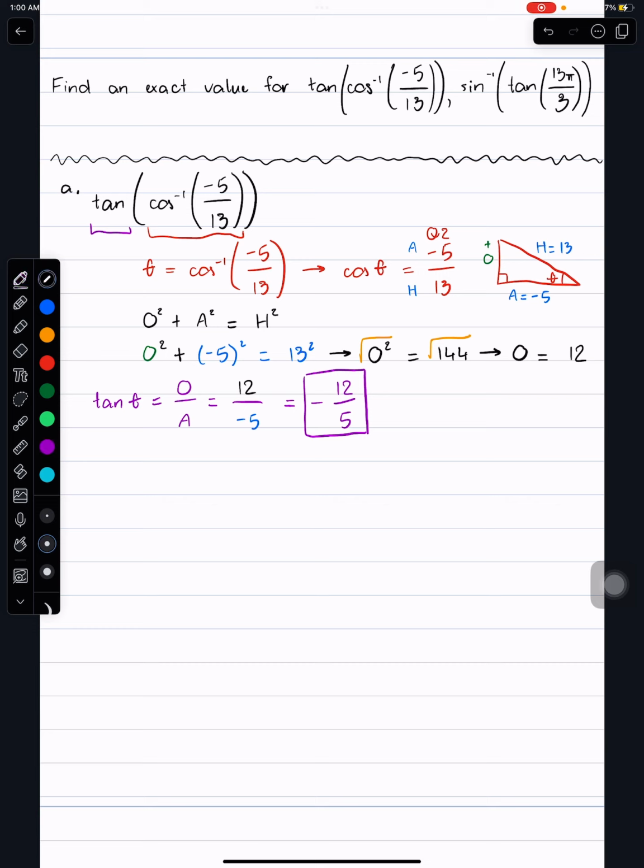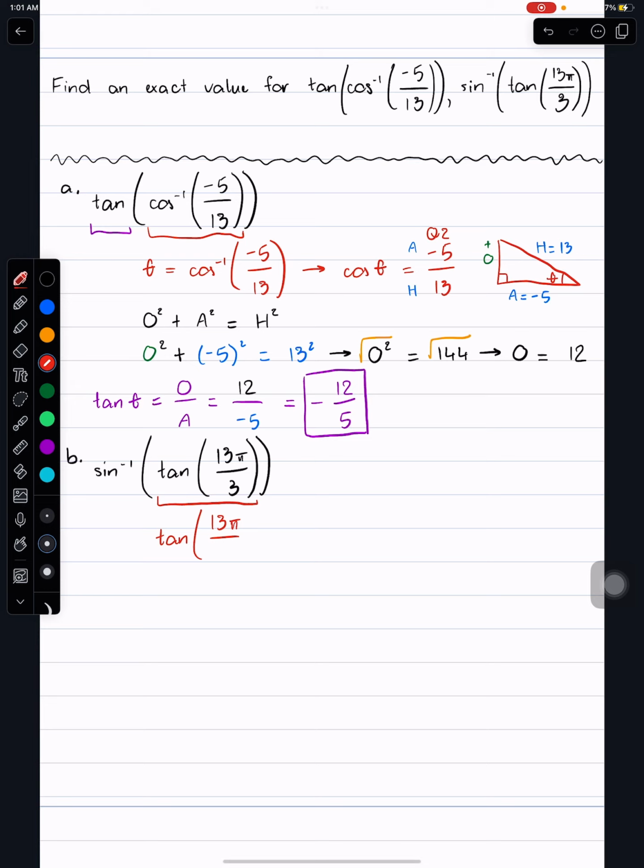And for part B, first of all, the problem is asking for sine inverse, and for the inside layer, we have tangent of 13 pi over 3. Same thing, let's talk about the inside layer first. So tangent of 13 pi over 3.